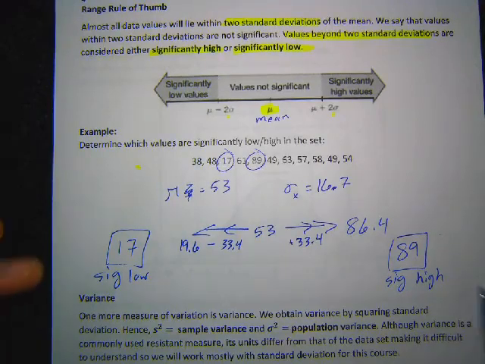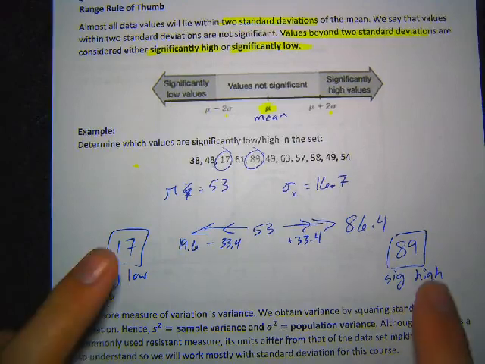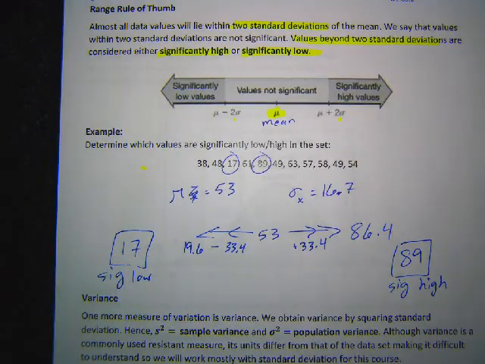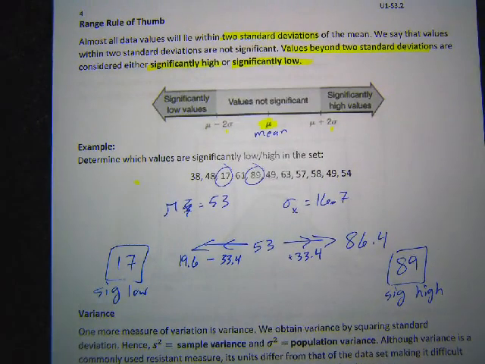I had to really work hard to make a problem where it had both, because most data sets are not going to have much, if any, of these numbers that are significantly high or low. Most numbers are going to fall in that middle range. Okay, so that's the range rule of thumb.